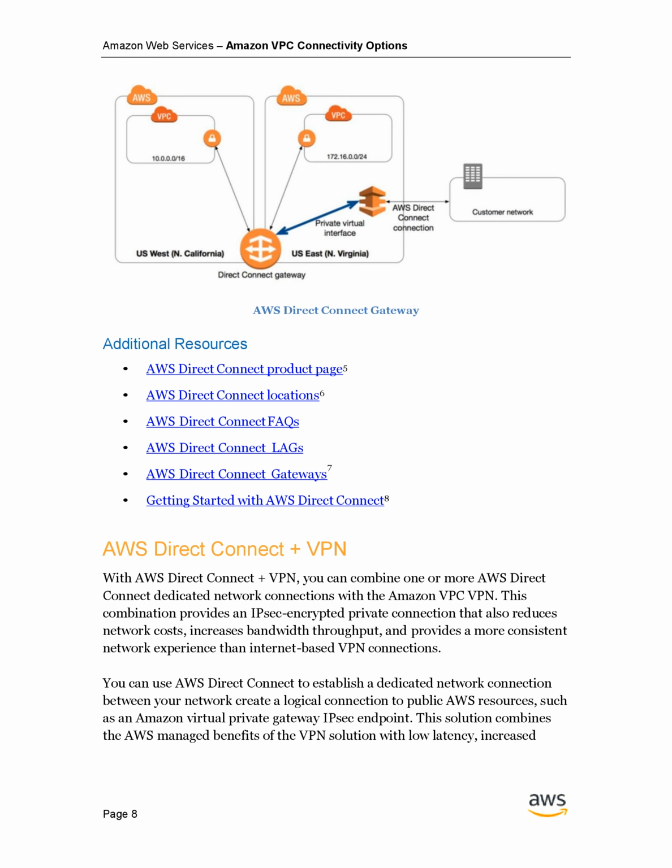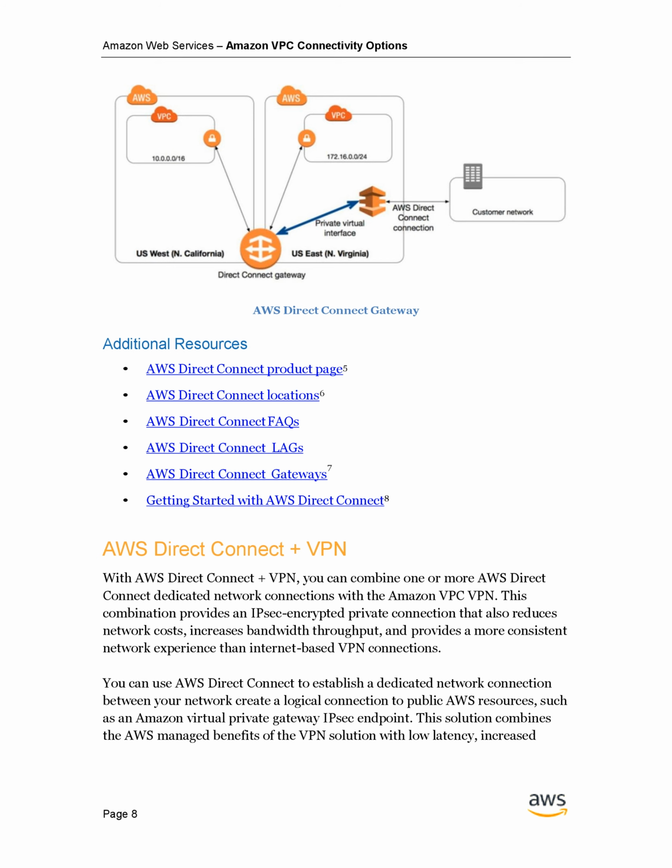AWS Direct Connect Plus VPN. With AWS Direct Connect Plus VPN, you can combine one or more AWS Direct Connect dedicated network connections with the Amazon VPC VPN. This combination provides an IPsec encrypted private connection that also reduces network costs, increases bandwidth throughput, and provides a more consistent network experience than internet-based VPN connections.